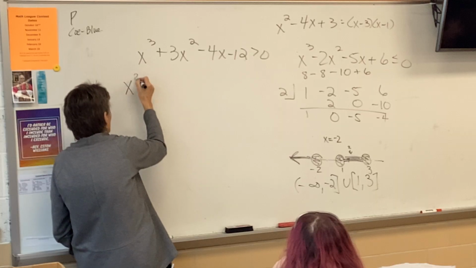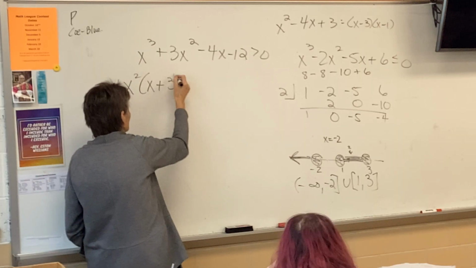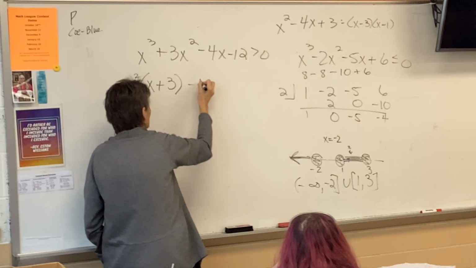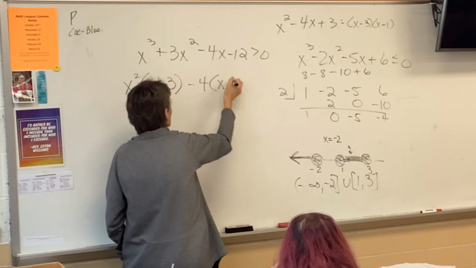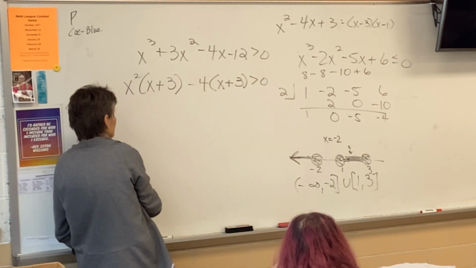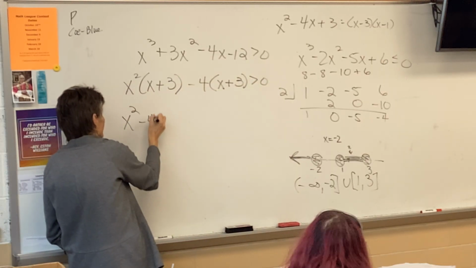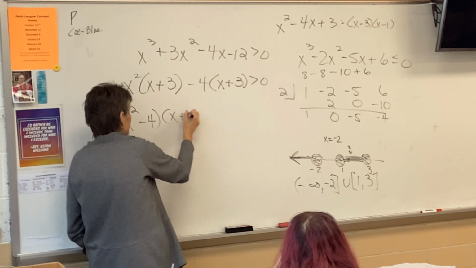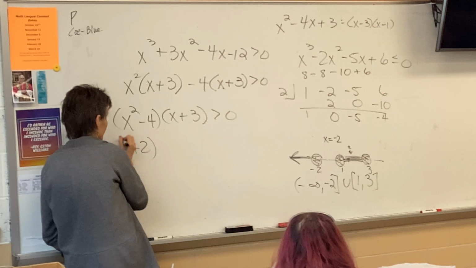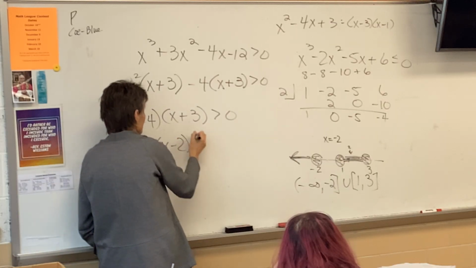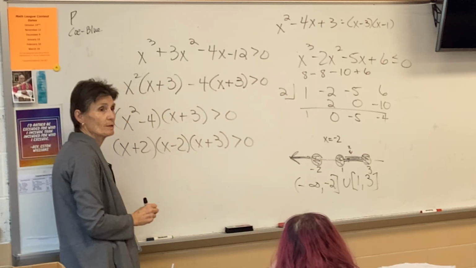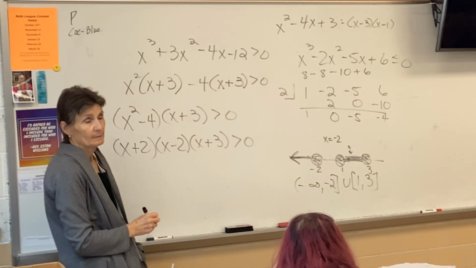So taking out an x squared, what am I gonna take out of these? -4. -4, and that leaves me with x plus 3 because I took out the negative. We've done so many difference of squares, I'm just rolling through that. X squared minus 4 is x plus 2, x minus 2.